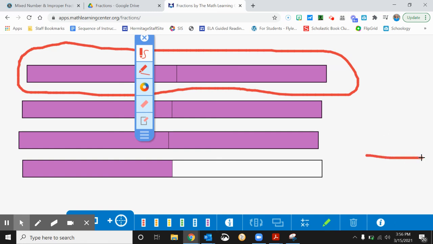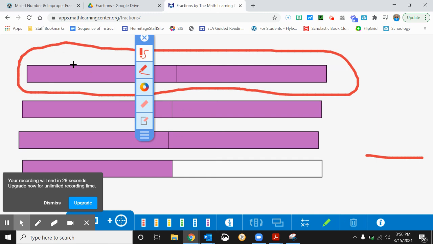We're going to try our improper fraction first. So I count up all my halves. I have 1 half, 2 halves, 3 halves, 4 halves, 5 halves, 6 halves, 7 halves. And for my mixed number, I see that I have 3 wholes and 1 half left over.